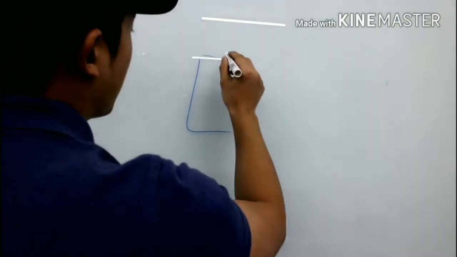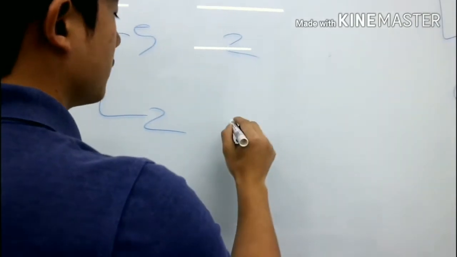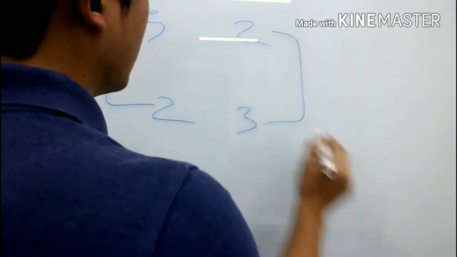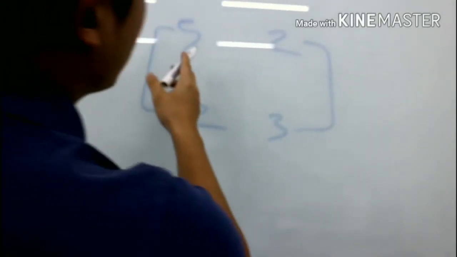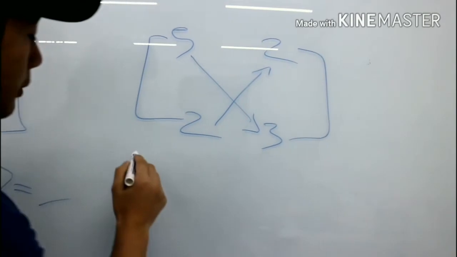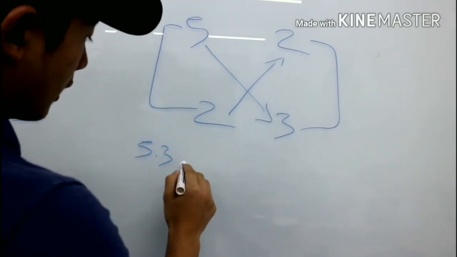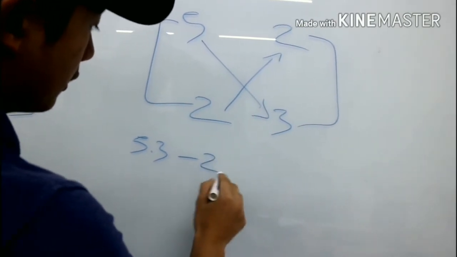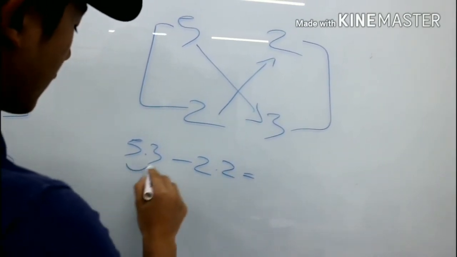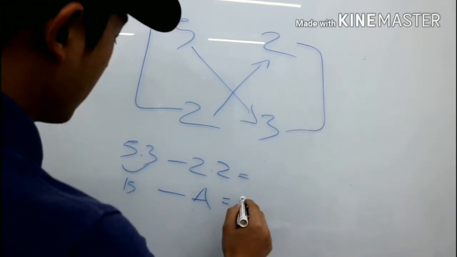Well, we got 5, 2, and 2, 3. We must multiply this by this and this by this. We put the answer 5 times 3 minus 2 times 2. We get 15 and 4 for the answer.